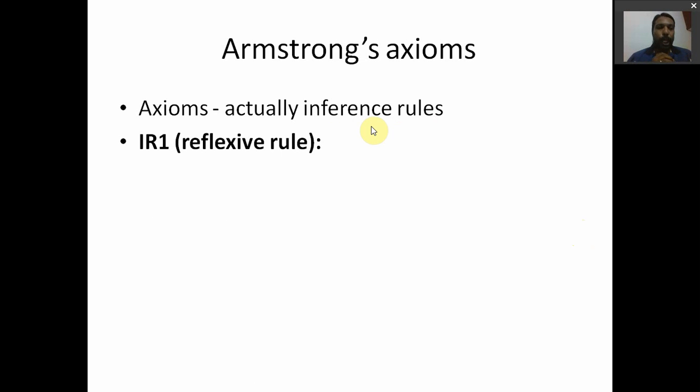The first inference rule we call the reflexive rule. IR1, inference rule 1, is also known as the reflexive rule.